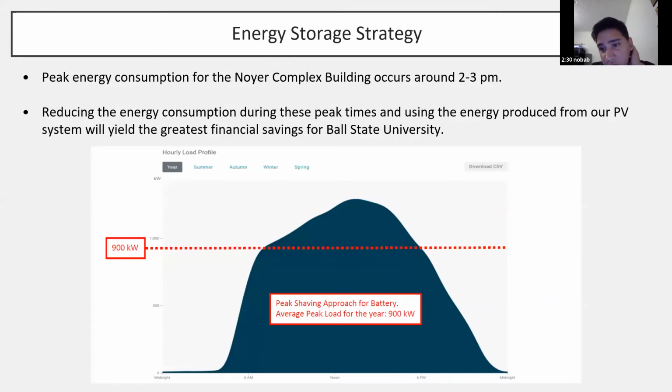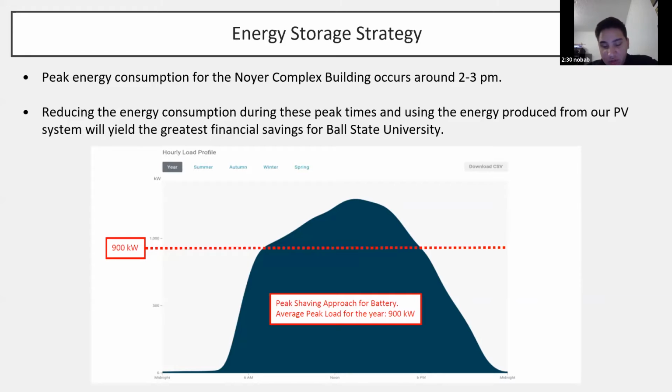So here's an hourly load profile for the Noyer complex for the year. The peak energy consumption occurs around 2 to 3 p.m. and reducing the energy consumption during these peak times and using the energy produced from our PV system will yield the greatest financial savings for Ball State University.